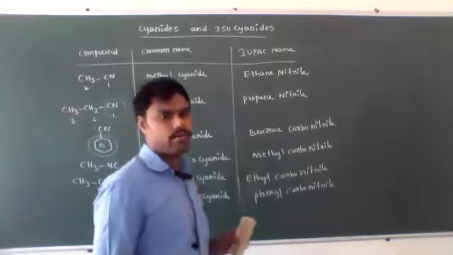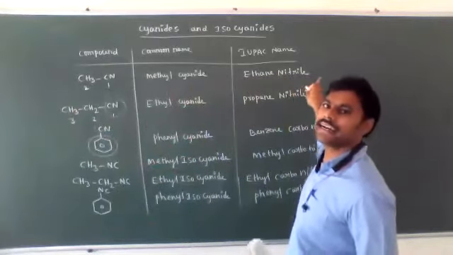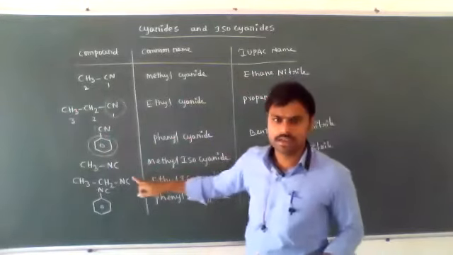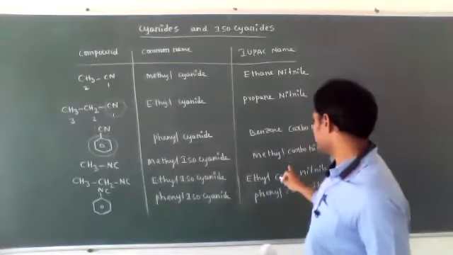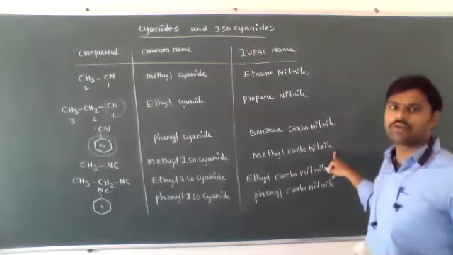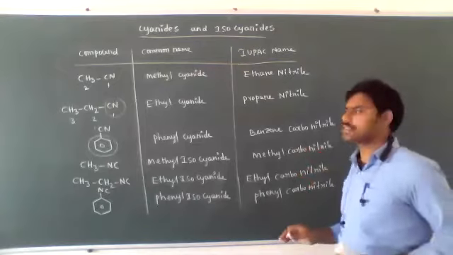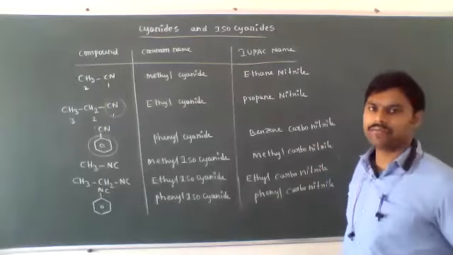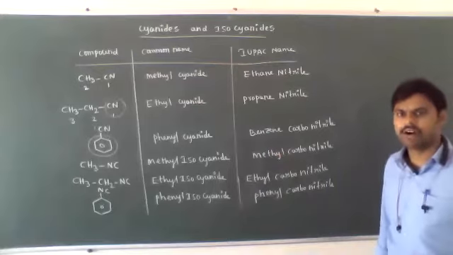So cyanides common names are alkyl cyanides. IUPAC name is alkane nitriles. Isocyanides common names are alkyl isocyanides. And its IUPAC name is alkyl carbonitriles. Alkyl carbonitriles are the IUPAC nomenclature. Okay, so these are the few examples related to cyanides and isocyanides, IUPAC nomenclature as well as common names.